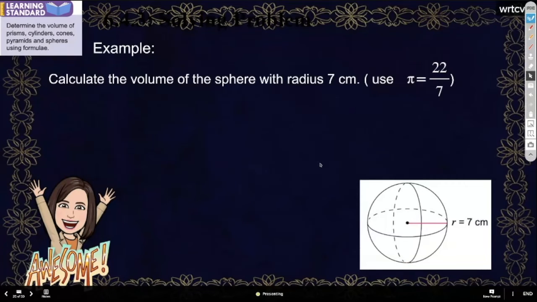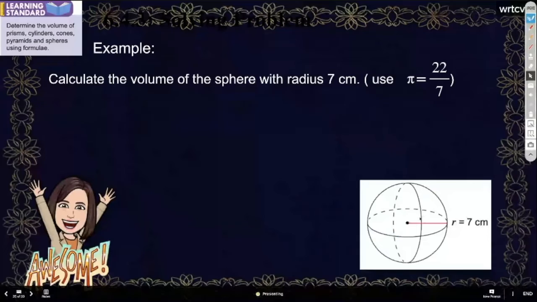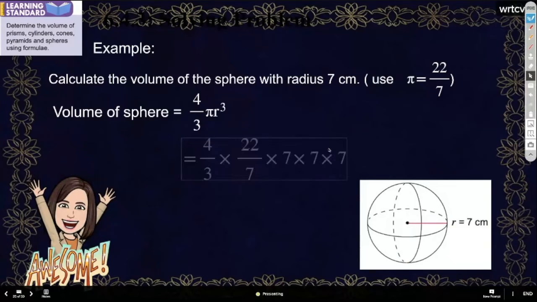Okay, who can tell me what is the formula to find the volume of sphere? Siapa ingat formula dia? Tadi baru cikgu cakap. Tekan on mic. Siapa boleh? 4 over 3 pi r cube. Okay, so dia hanya satu saja r. Okay, pi we are using 22/7 lah as usual. Don't forget that's 4 over 3 ya. Substitute 22/7. You see the radius here is 7.